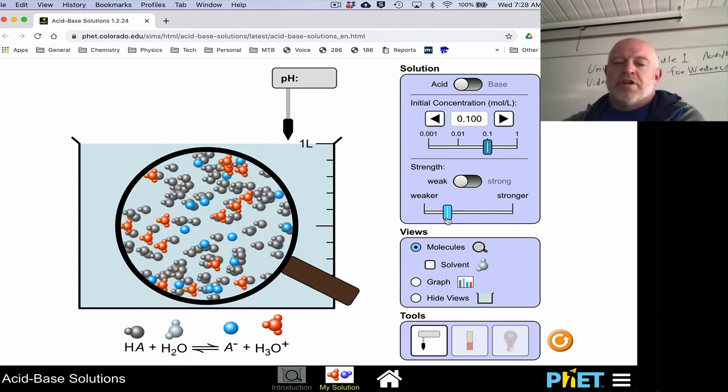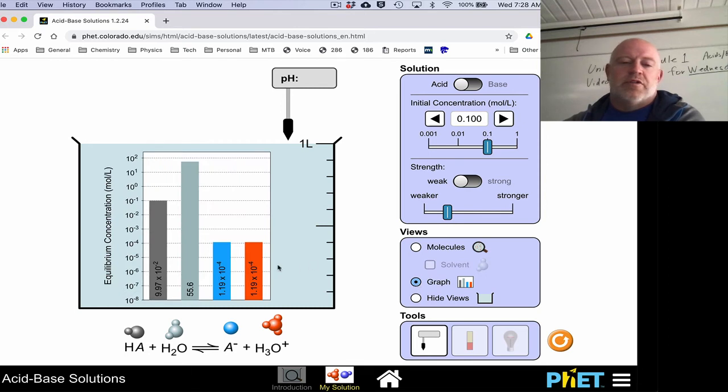Okay. Another way of looking at it, instead of looking at it through the molecular view, we can look at it through concentrations. Okay, so here's your concentrations. As I slide that to be stronger, notice how the concentration goes up while those concentrations go down on there.